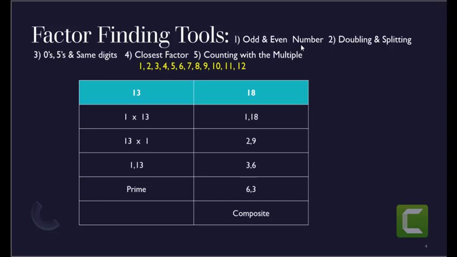And when you can no longer spot numbers that you can double or split, you are going to go to strategy number 3, which is looking at the endings of numbers and the digits, and then eliminating factors based on that. And then finally, when you can't use the first 3 strategies, you go to the last 2, which is finding the closest factor or counting by that multiple to see if it's a factor. Always go back to 1 and 2 because that's going to save you looking for numbers you don't need to.